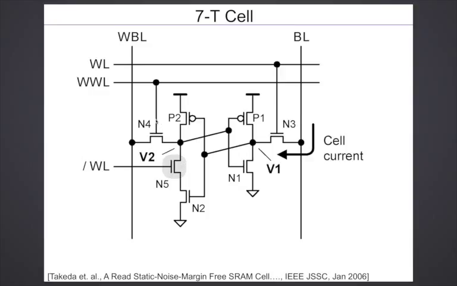During the hold operation, when you're holding the contents of the cell, WWL is low, WL is also low, so both N4 and N3 are off. Because WL is low, WL bar is high, so this is on. So again, it's like an inverter pair, back to back.